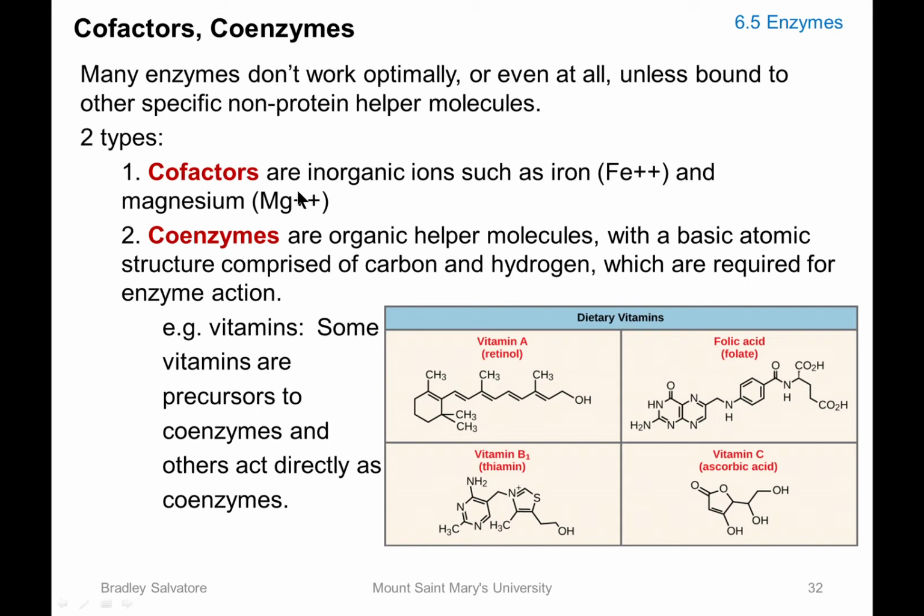The second helper molecules, we call them coenzymes, because they are actually organic molecules that can help with the entire process of speeding up chemical reactions. And they are actually required for certain enzymatic reactions. The most notable examples that we will see are vitamins. Vitamins can act directly as a coenzyme, or they can act as a precursor to a coenzyme. So you have your vitamin A, your vitamin B, your vitamin C. There are more that you can see in the textbook, but these are the pictures.